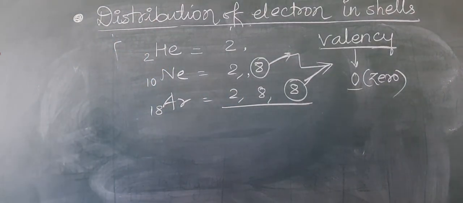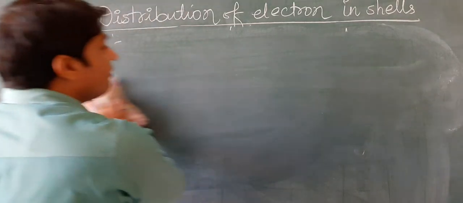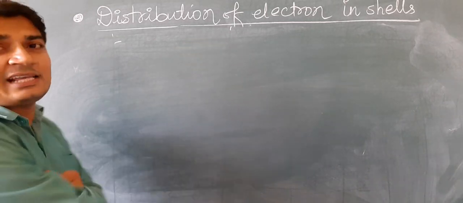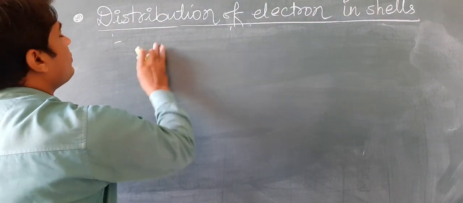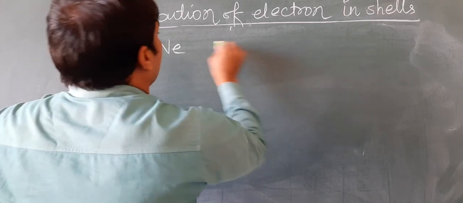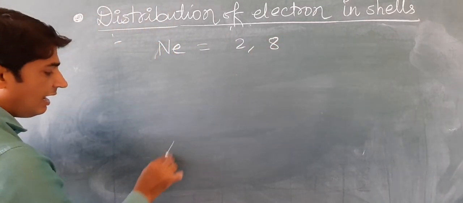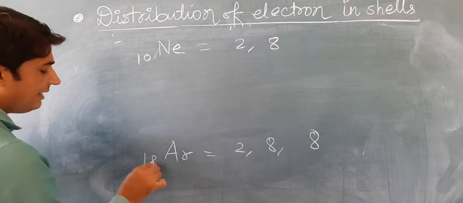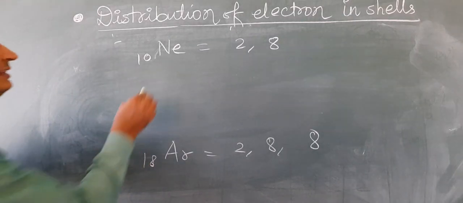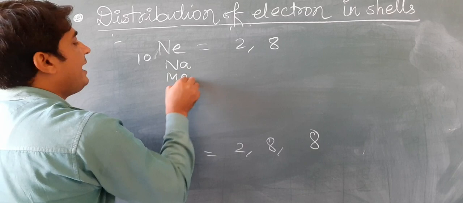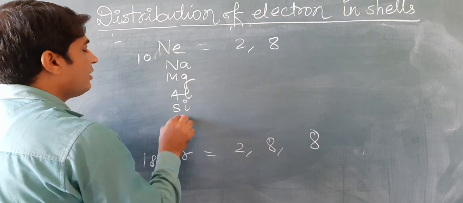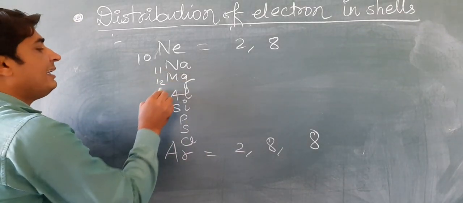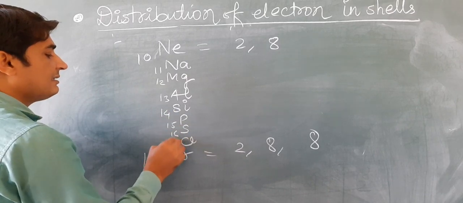So these valencies, how can we find out the valencies? Suppose these elements have a complete octet. For example, neon has the octet complete. Argon has the complete octet. It is at 10, it is at 18. But there are many elements in between them. For example, sodium, magnesium, aluminium, silicon, phosphorus, sulfur and chlorine, at 11, 12, 13, 14, 15, 16, 17.